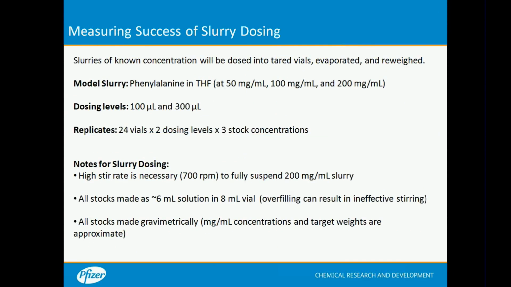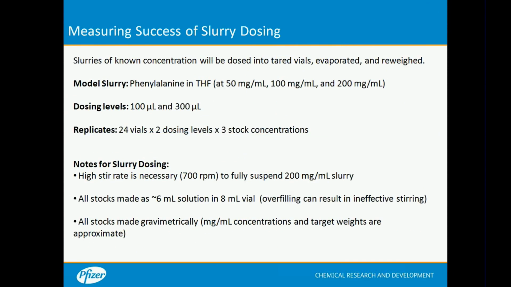As a result, we rely on dosing rapidly stirred slurries into vials so that we don't have to weigh everything as a solid. Slurry dosing is significantly faster in a lot of cases than solid dosing. Our model slurry was phenylalanine and THF. Phenylalanine has very limited solubility in THF, and we looked at 3 different levels, 50 mg per mL, 100 mg per mL, and 200 mg per mL.